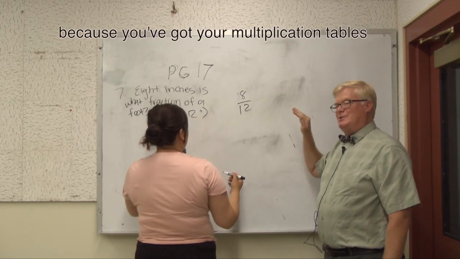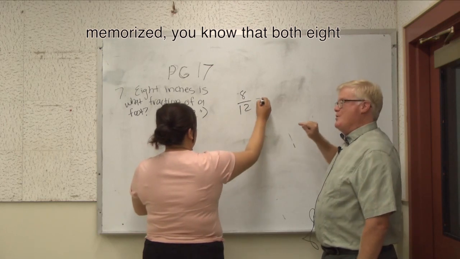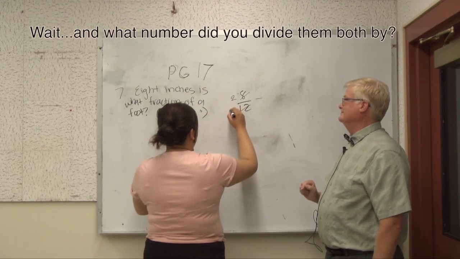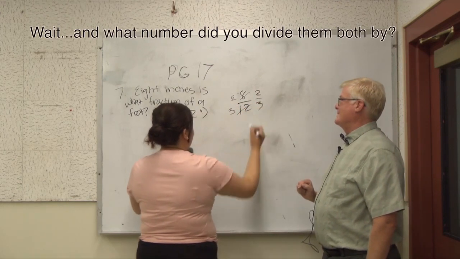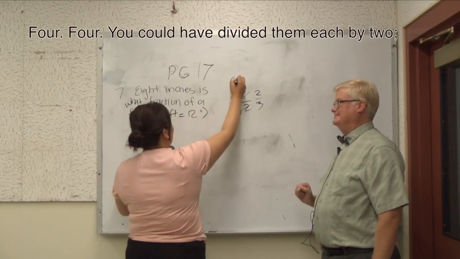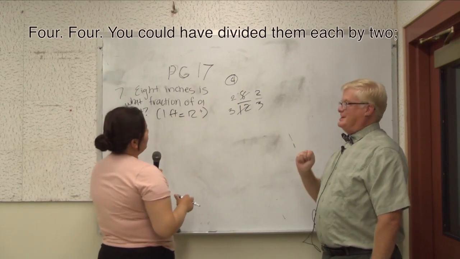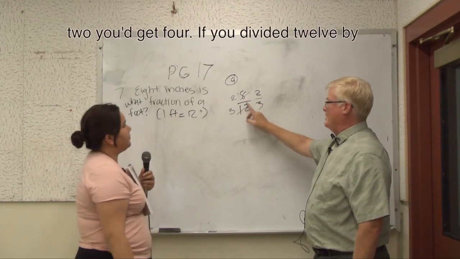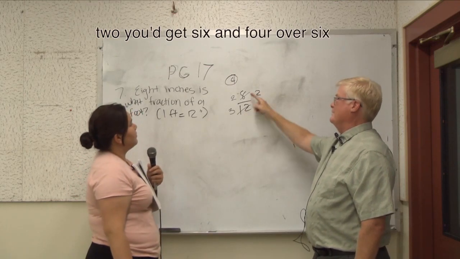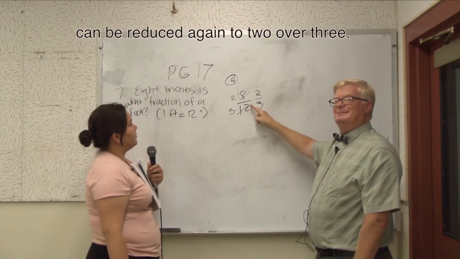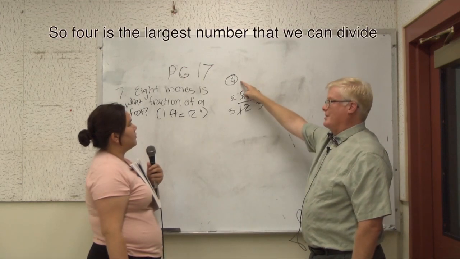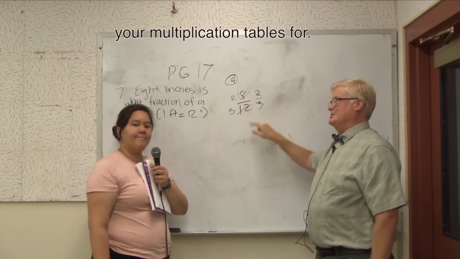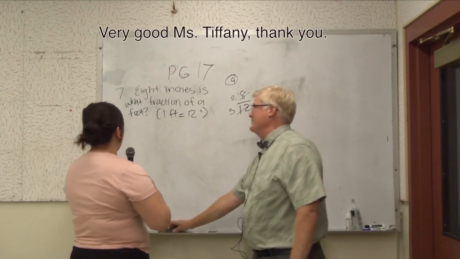Now, because you've got your multiplication tables memorized, you know that both 8 and 12 can be divided by the same number. 2/3, there we go. And what number did you divide them both by? 4. You could have divided them each by 2, but then you would have had to divide them by 2 again, because if you divided 8 by 2, you'd get 4, and if you divided 12 by 2, you'd get 6, and 4 over 6 can be reduced again to 2 over 3. So 4 is the largest number that we can divide both 8 and 12 by, and that's what you need your multiplication tables for. Very good, Miss Tiffany, thank you.